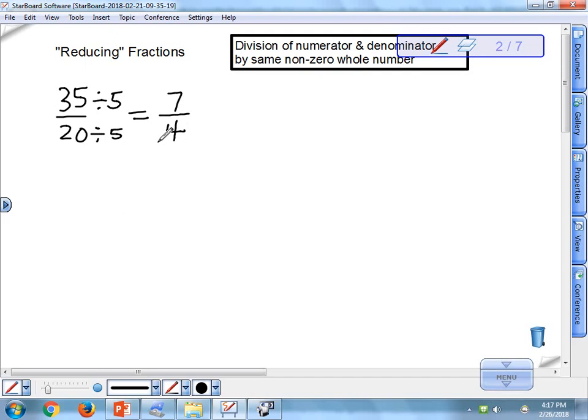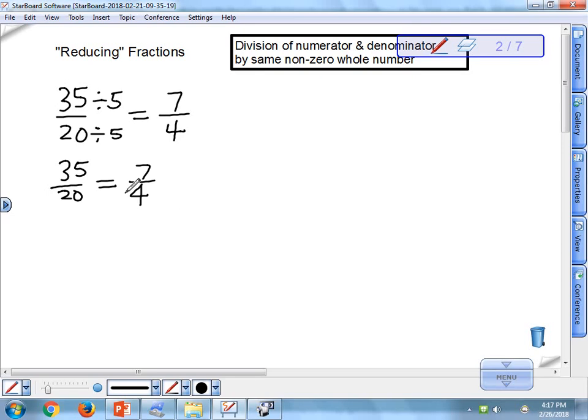At this point, I cannot reduce 7/4 any further. In other words, 7 and 4 do not have any common factors that can be divided out. So we now know that 35/20 is equivalent to, that is, it equals 7/4. Okay, so there's how we would reduce that fraction.